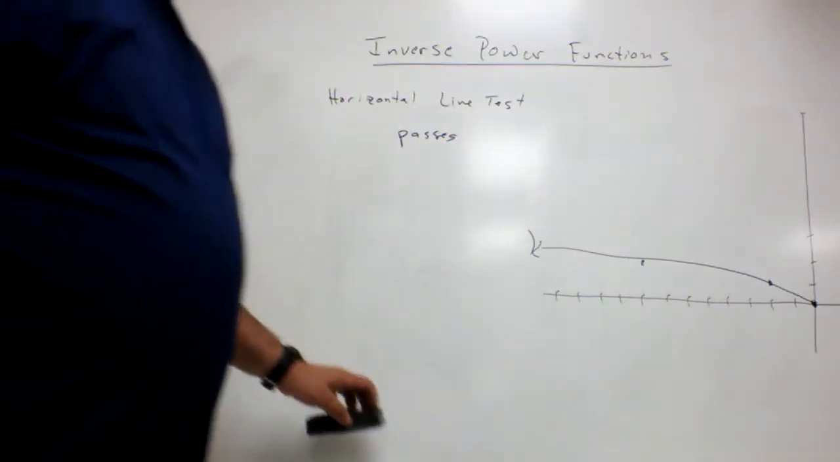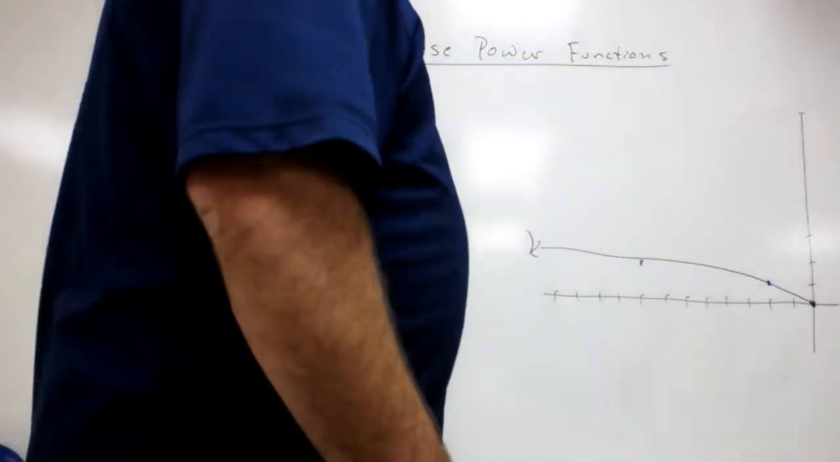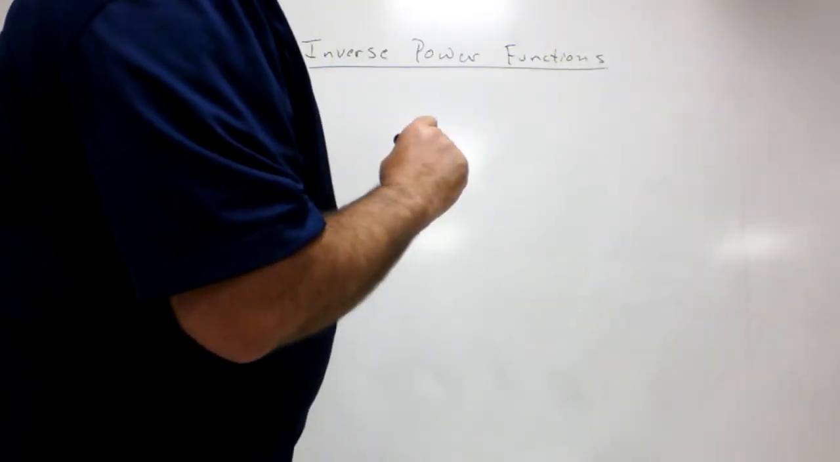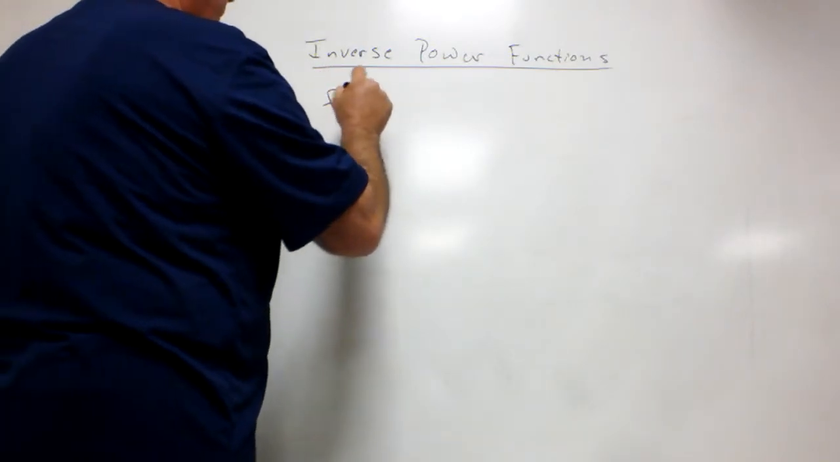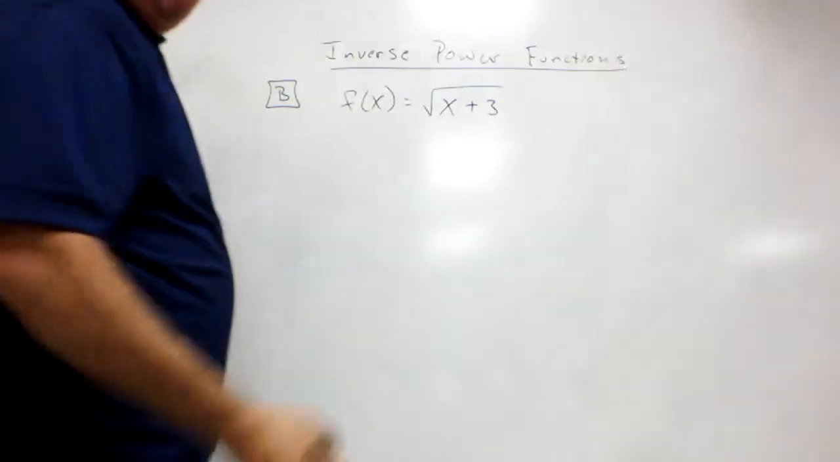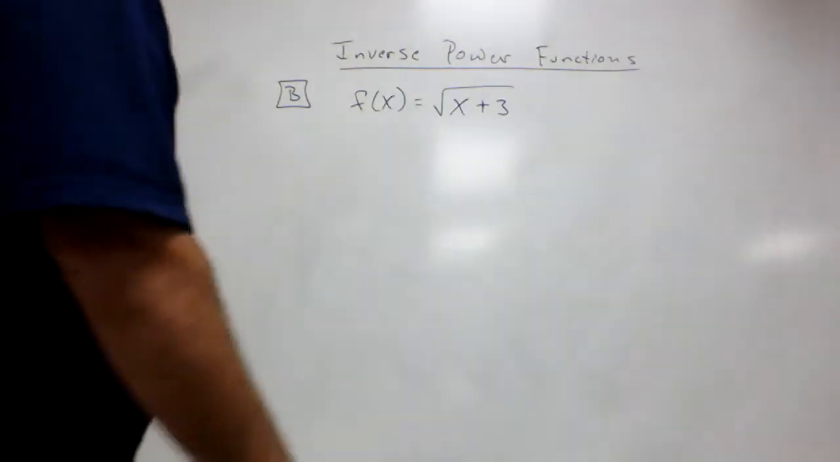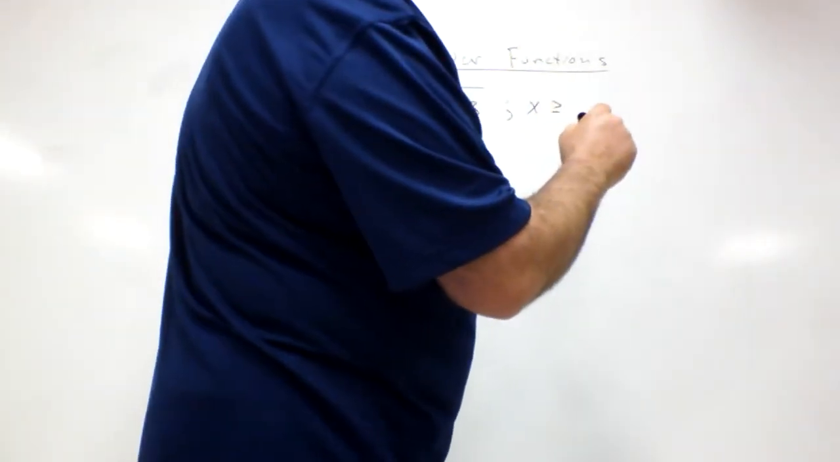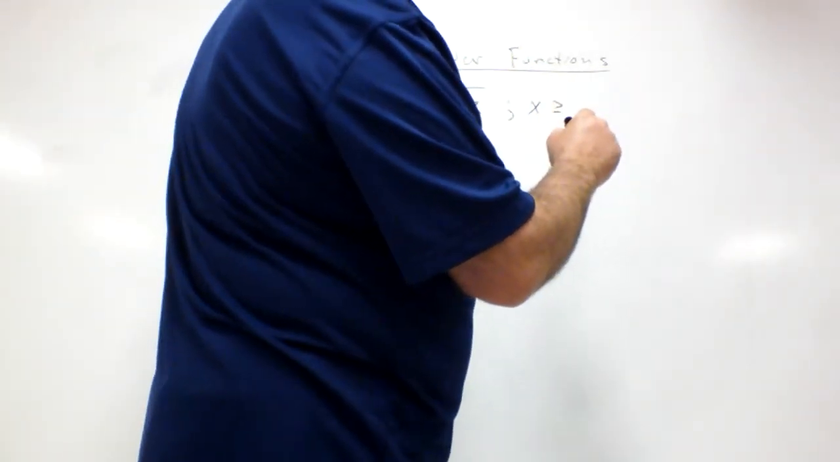Okay, so let's try another one. Let's try letter B. Letter B is f of x is equal to the square root of x plus 3, where we want x greater than or equal to -3.